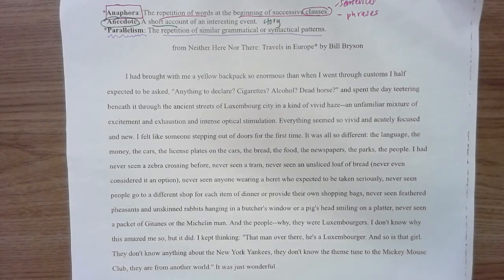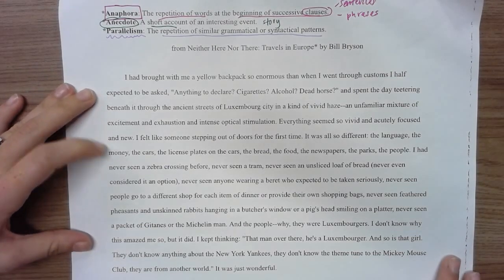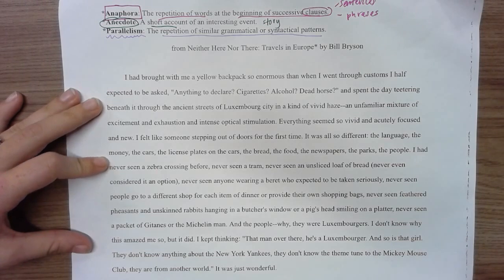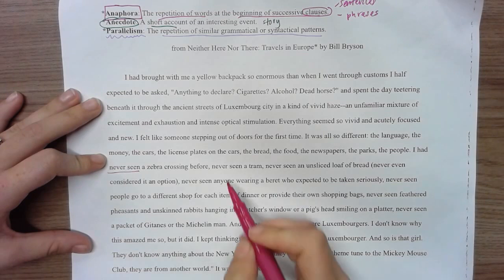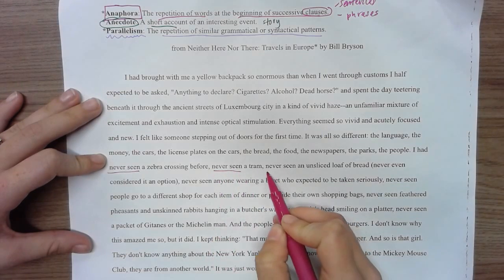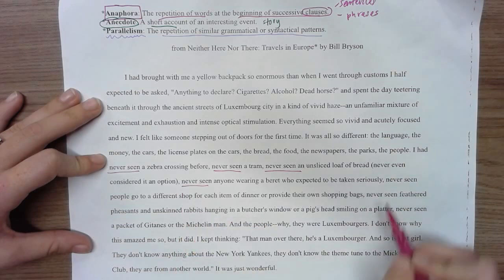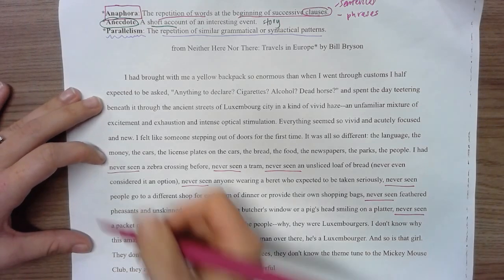The first thing that stuck out to me was a couple of anaphoras. And you remember, an anaphora is if you repeat the same words at the beginning of successive clauses. So if you look in the middle of the passage, there's this long sentence where the author is talking about things he had never seen before when he's traveling. You see, he says, never seen a zebra crossing, never seen a tram, never seen unsliced bread, never seen anyone, never seen, never seen.